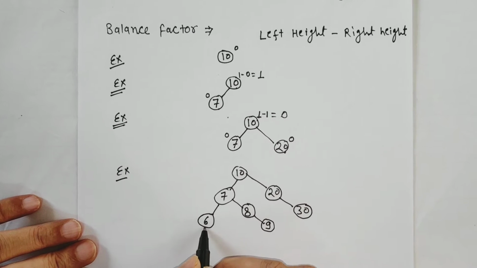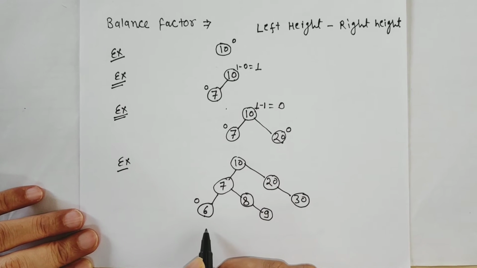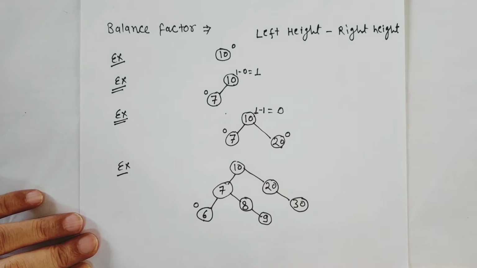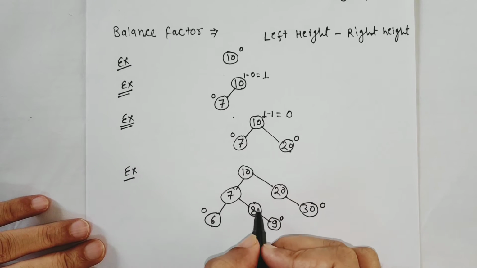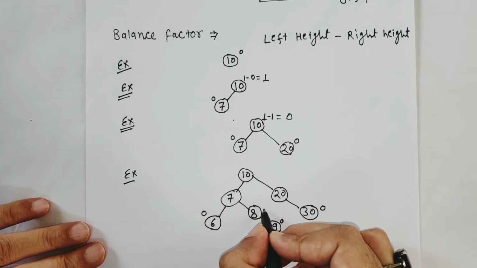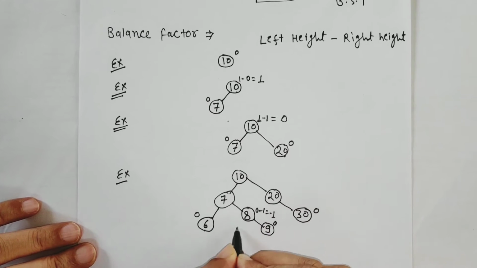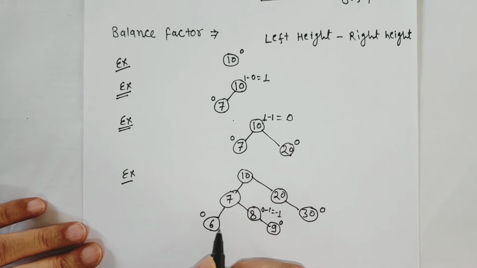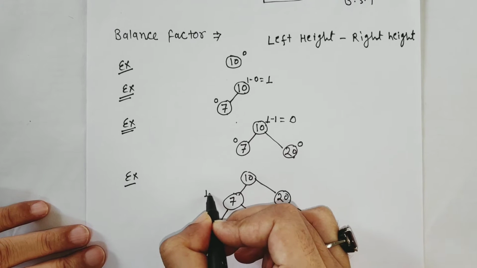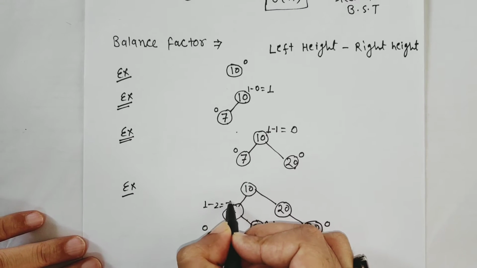So for this node 6, the balance factor will be 0 because there is no left and right height. For the leaf node, balance factor will be 0. So this is also leaf node, this is also leaf node. For this node, balance factor will be 0 minus 1, which is minus 1, because there is no left and 1 right height. For this node, we will find the balance factor as 1 minus 2, so it will be minus 1.